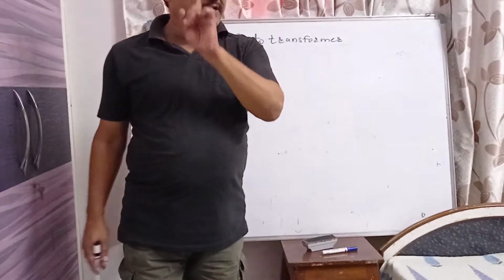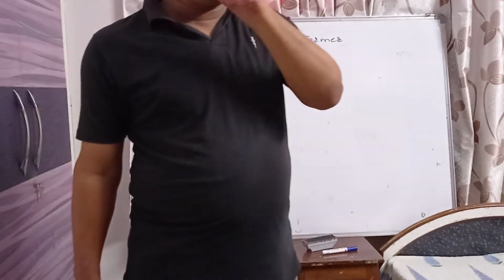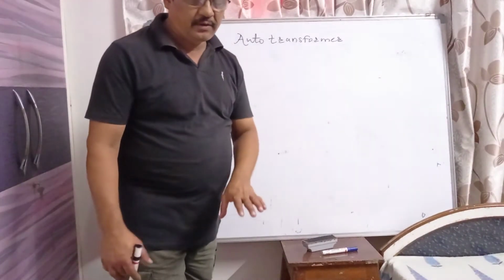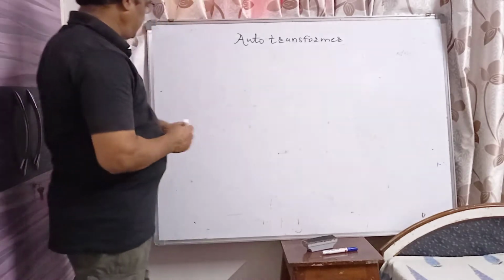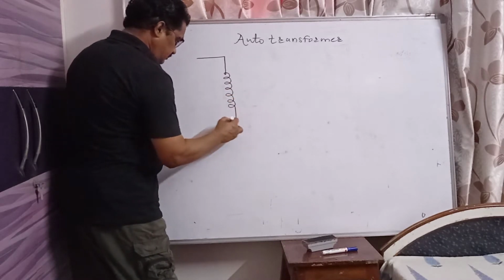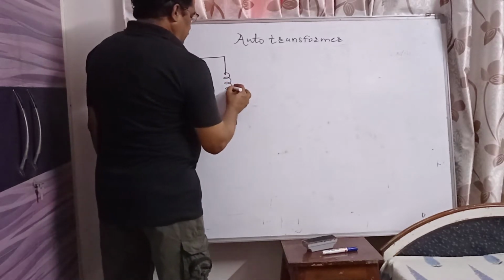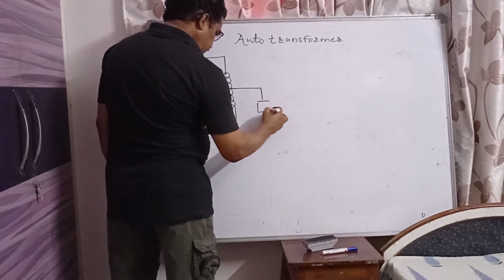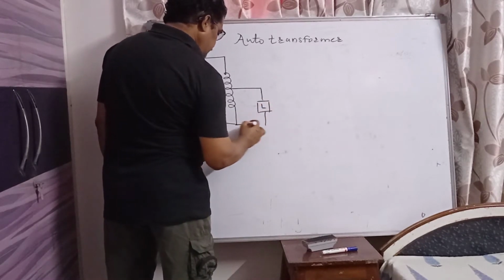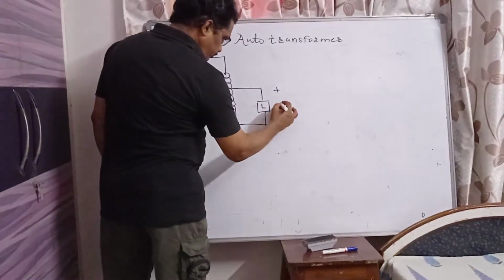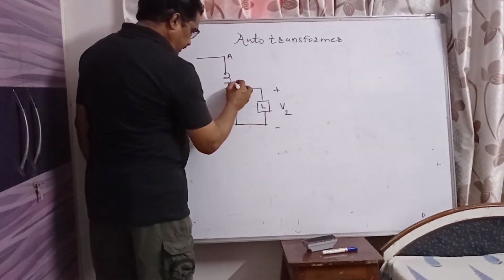Auto transformer is a type of transformer that has only one winding, and part of that winding can be used as primary as well as secondary. I am drawing the auto transformer. Only one winding. So load is always connected across secondary. So this is V2, A, B, C.